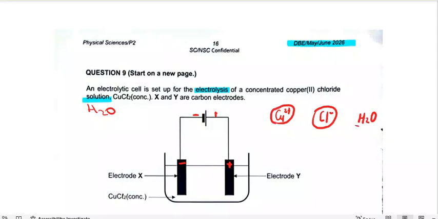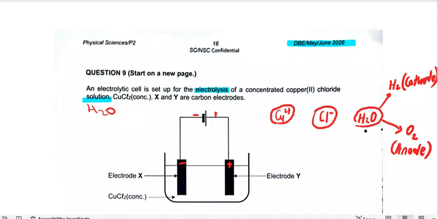Remember, there is also water there. Water can produce hydrogen gas, and it can also produce oxygen gas. Oxygen is produced at the anode. Hydrogen is produced at the cathode. So you need to be careful of that. Now, which one will react first?